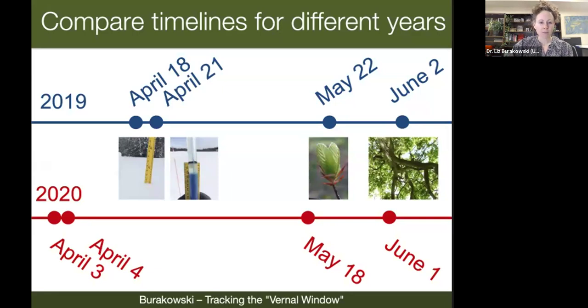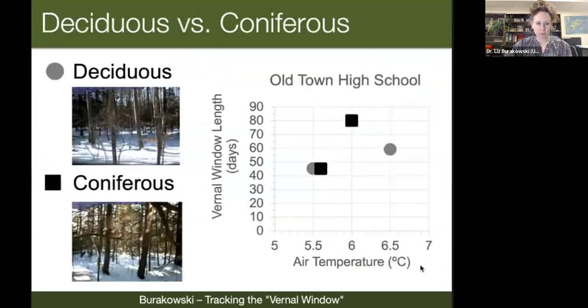They were also able to plot up their data against air temperature, looking at different types of forests as well. For example, they had a coniferous forest that they were tracking, those are the black squares here, and then also the deciduous forest in gray here. And they were able to say that when it's warmer, you do see a longer vernal window, which was consistent with the hypothesis and what we had learned about.